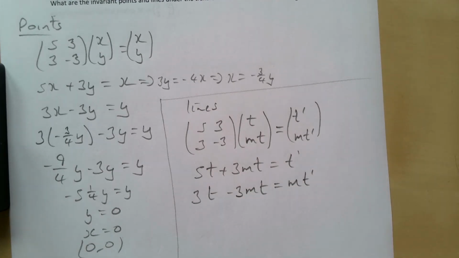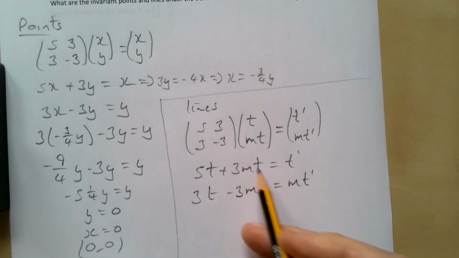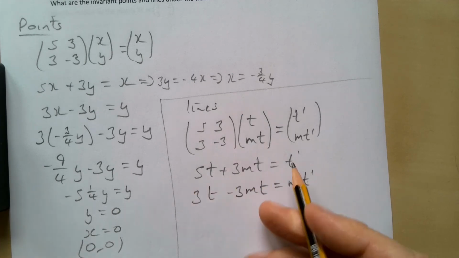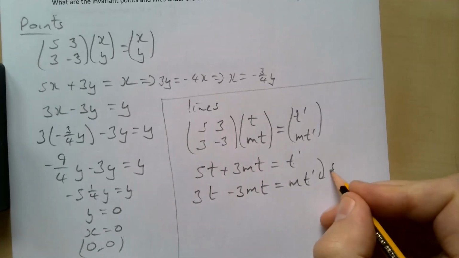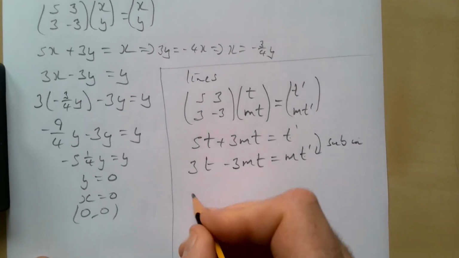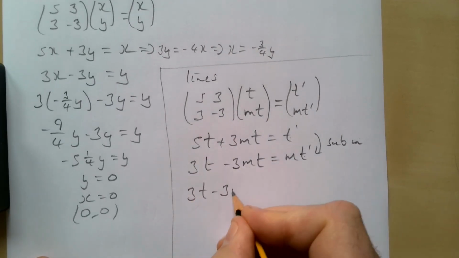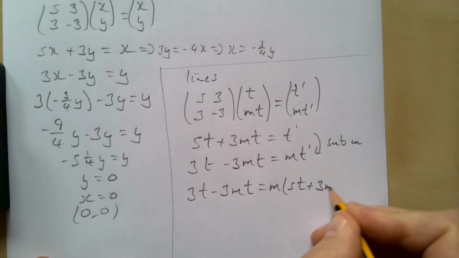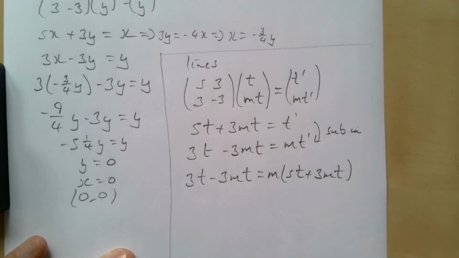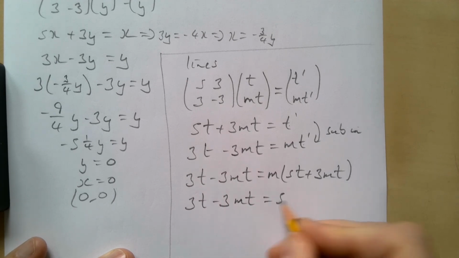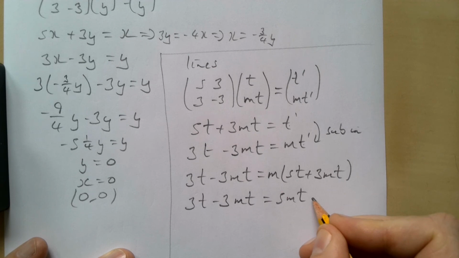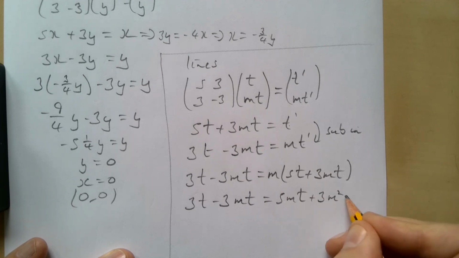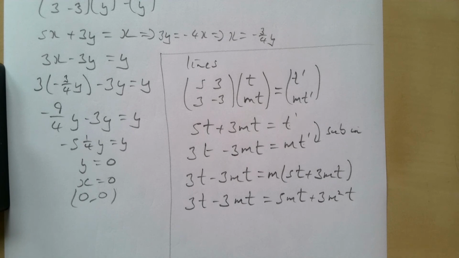We're going to try and find our values of m, so how are we going to do that? We're going to substitute in. We know t dash equals this, so I'm going to change my t dash here for 5t plus 3mt. That's going to give me 3t minus 3mt equals m times 5t plus 3mt. That gives me 3t minus 3mt equals 5mt plus 3m squared t. There's a t in every term, so it's going to cancel.